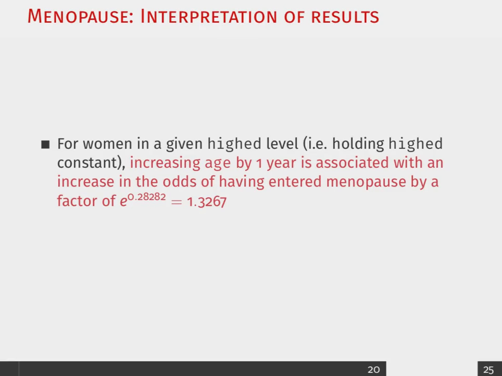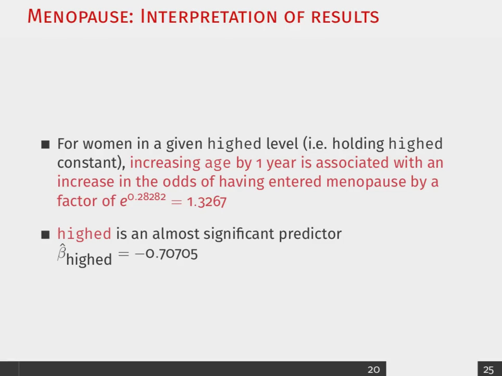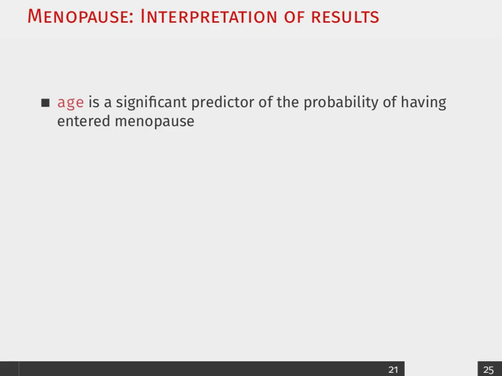We can look at this a little bit more concretely. So again, for a woman in a given higher education level, holding higher ed constant, increasing age by 1 year is going to be associated with increasing the odds of having menopause by a factor of about 1.32, so about a 32% increase. And again, we get that by exponentiating that estimated coefficient. Now, again, age is a significant and positive predictor of menopause.